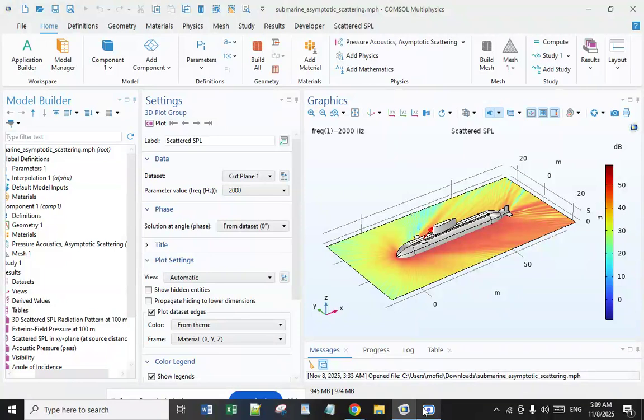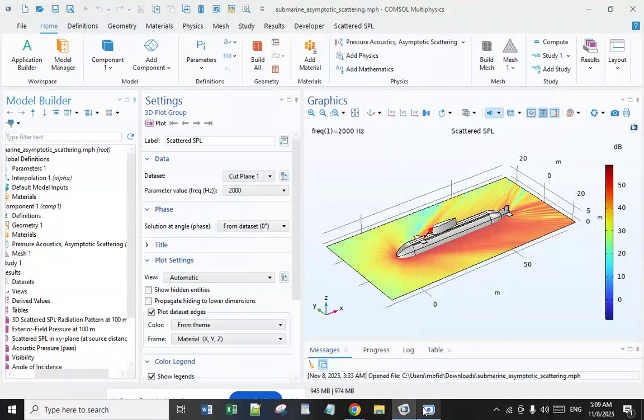The next question is, how can the high-frequency asymptotic scatter model be applied to underwater submarines? The answer is, the high-frequency asymptotic scattering model can be applied to underwater submarines by considering their complex shape and structure and using appropriate asymptotic techniques to approximate the scattering response. This involves deriving and solving the scattering equations that account for the submarine's geometry and material properties.